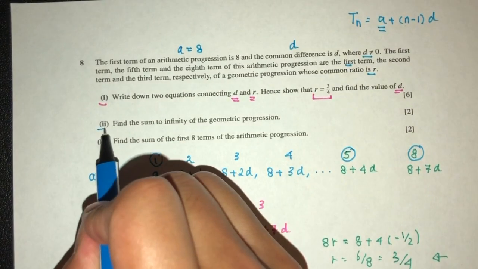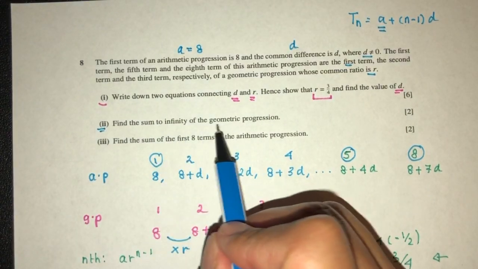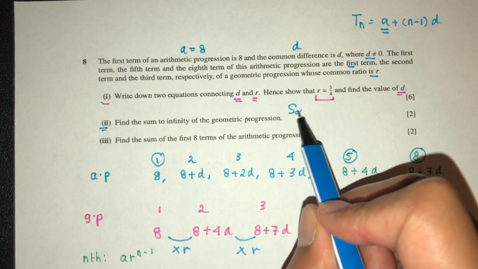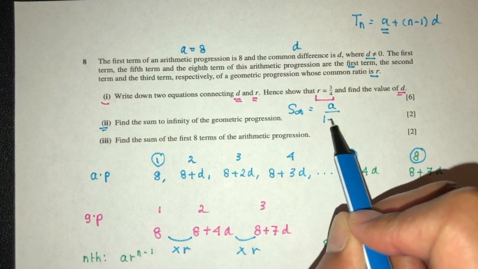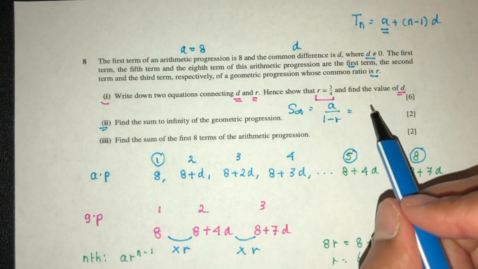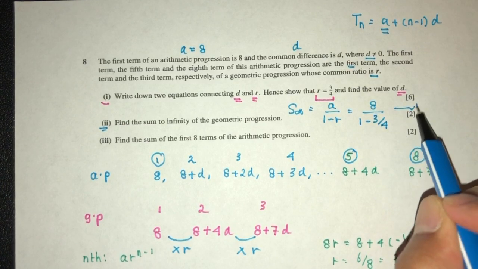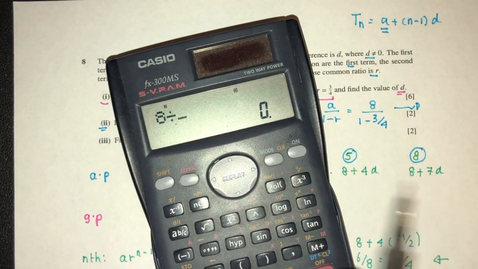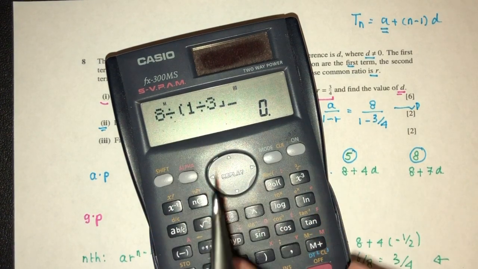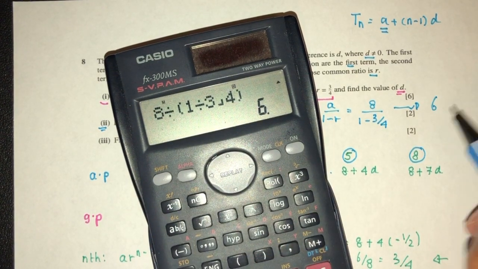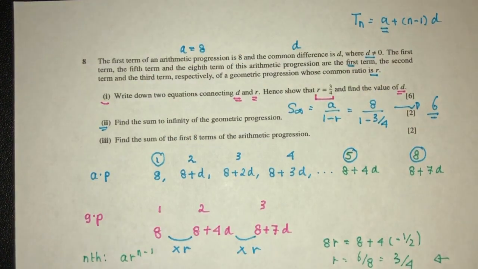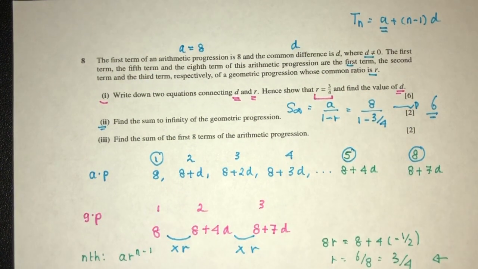Now for part 2, we have to find the sum to infinity of the GP, so pretty easy. Sum to infinity was a divided by 1 minus r. a was given to you as 8, 1 minus 3 over 4. Let's see what do we get. a divided by 1 minus 3 over 4, that should be 32. This is my sum to infinity. Again, this is a formula given to you as well on your list.